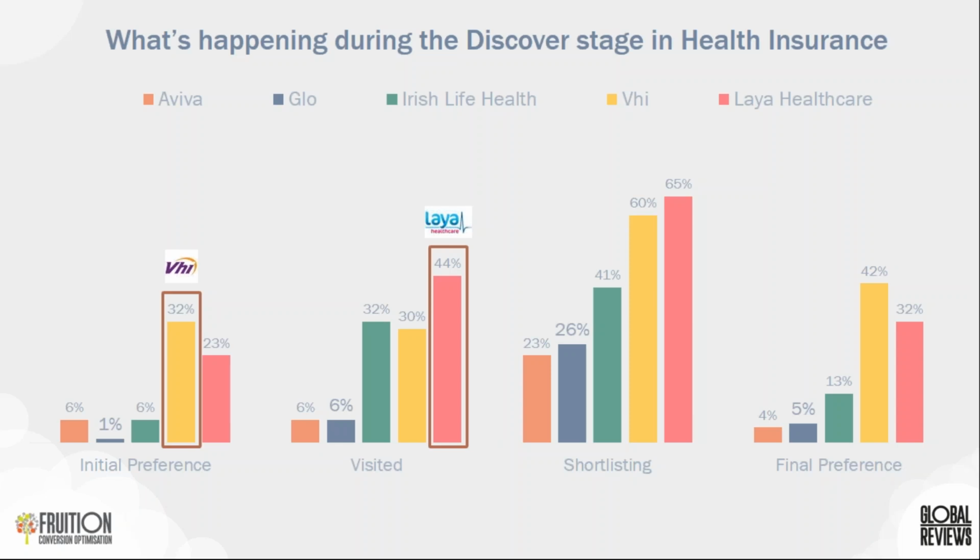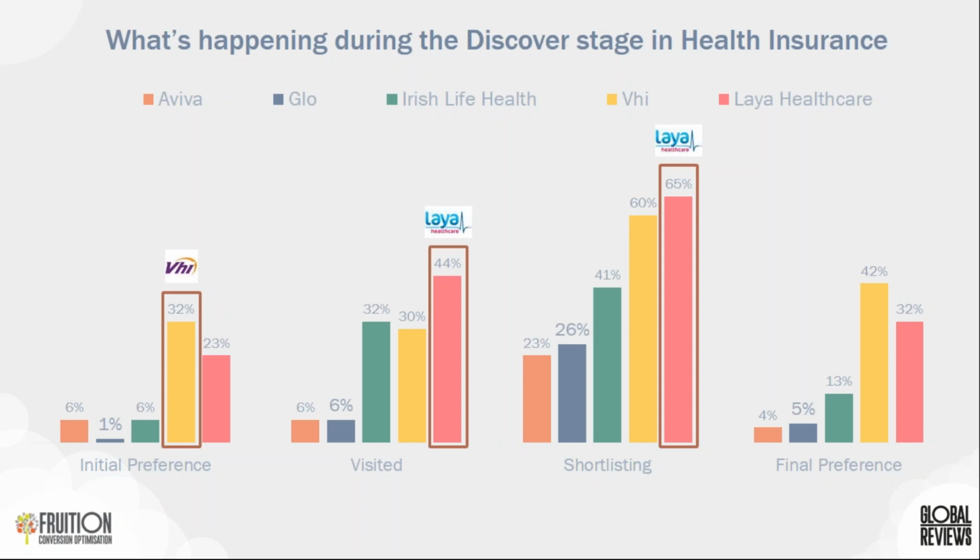Now, visiting a website may or may not have an impact on the shortlisting. I may shortlist a brand based on other reasons as opposed to the website experience. But we do know that the website experience can also impact that shortlisting. So if we look at the shortlisting, this is when they've finished their research, who would they put on a shortlist for further consideration? And we can see Laya coming out top there with VHI in close second.